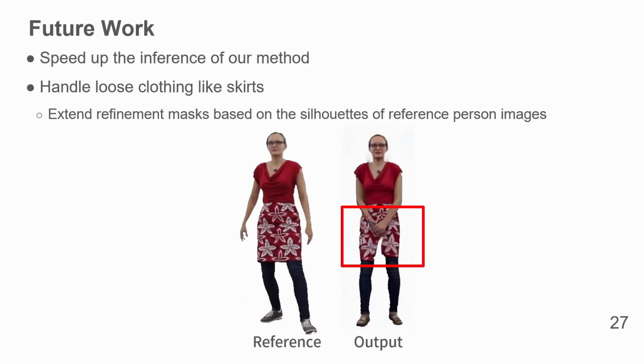Finally, future work would be to speed up the inference of our method. In addition, our method needs to be extended to handle loose clothing like skirts and dresses. As you can see at the bottom, our method sometimes cannot restore a skirt between the legs of a woman. A possible solution to this problem would be to extend refinement masks based on the silhouettes of reference person images.